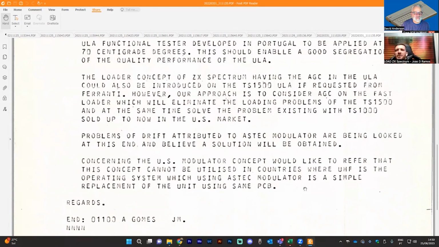So I think we saw something about this before. They were considering other modulators apart from the Aztec, and we do have some computers here that are not using the Aztec modulator, if I'm not mistaken. Yeah. And they are VHF. We know that. So UHF is right.